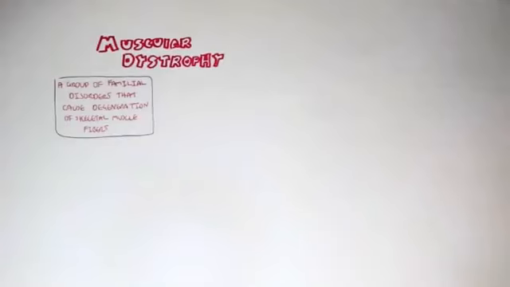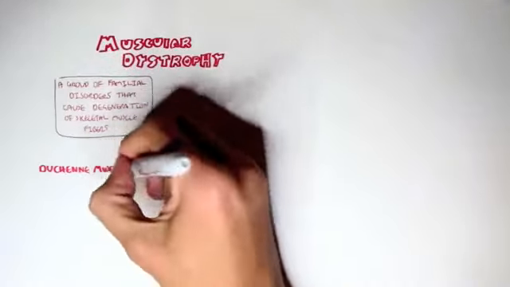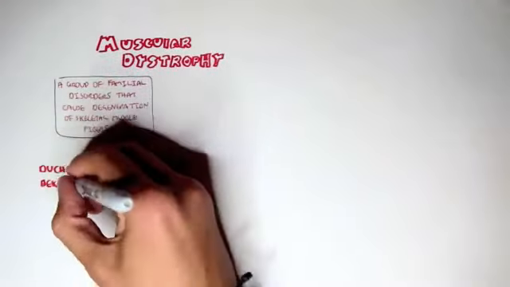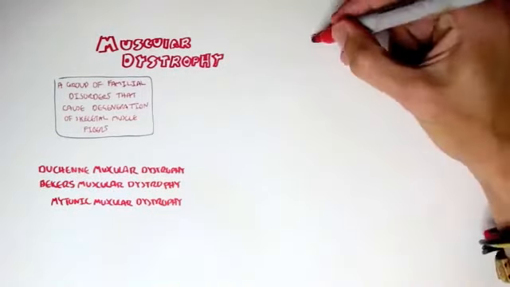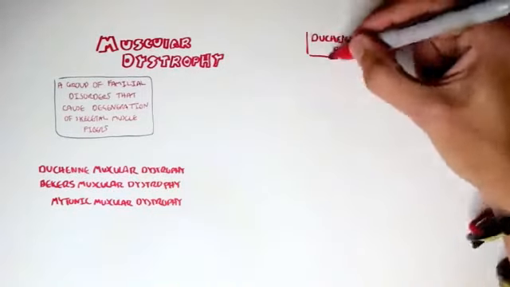There are a few types of muscular dystrophy. Ones that we're going to look into are Duchenne muscular dystrophy, Becker's muscular dystrophy, and myotonic muscular dystrophy. Let's begin with Duchenne muscular dystrophy.